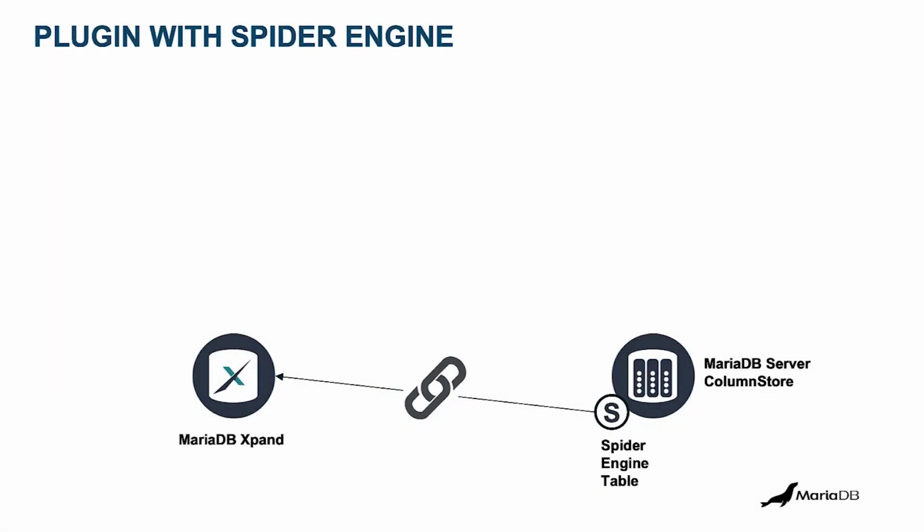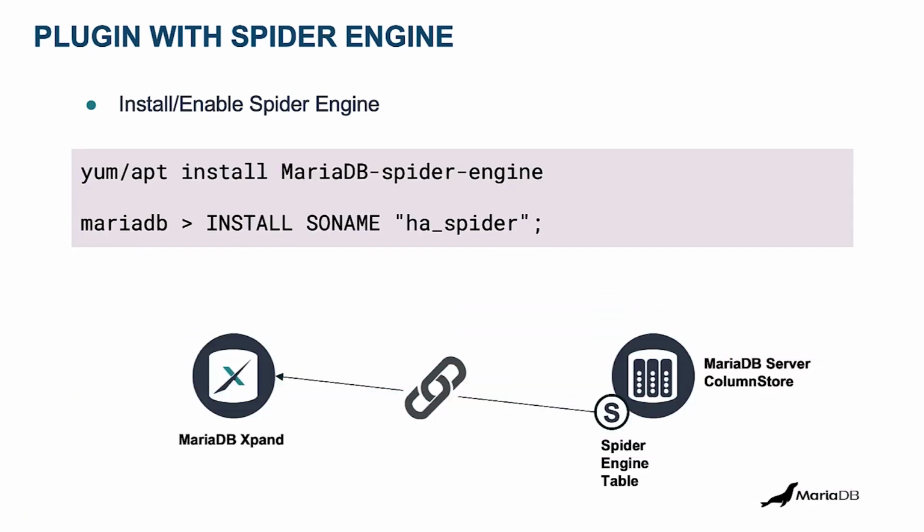So how do we plug in the Spider engine? We've got that MariaDB server running Columnstore. We've got the Spider engine table installed, and we're going to link that to our MariaDB Xpand in our demonstration later. So step one, install and enable the Spider engine on your analytical server. And that can be done fairly simply.